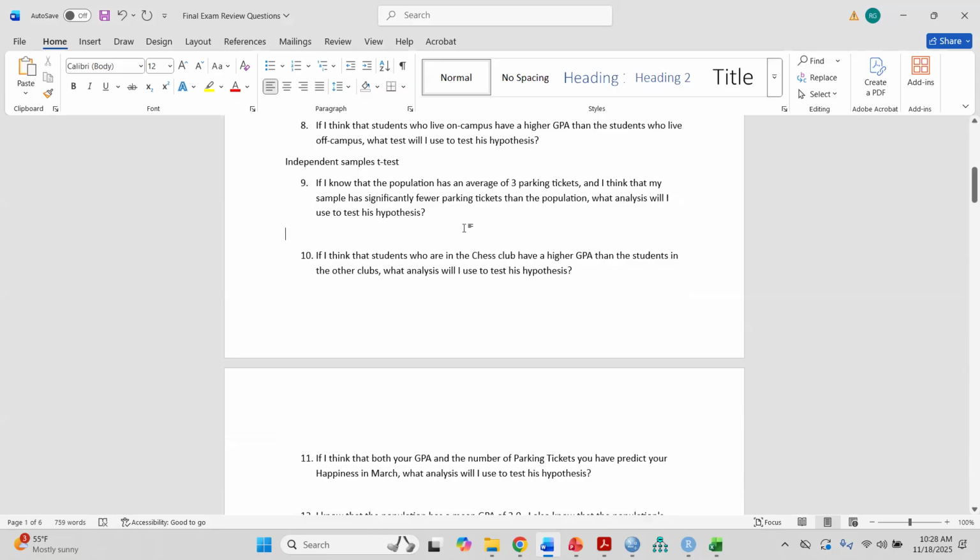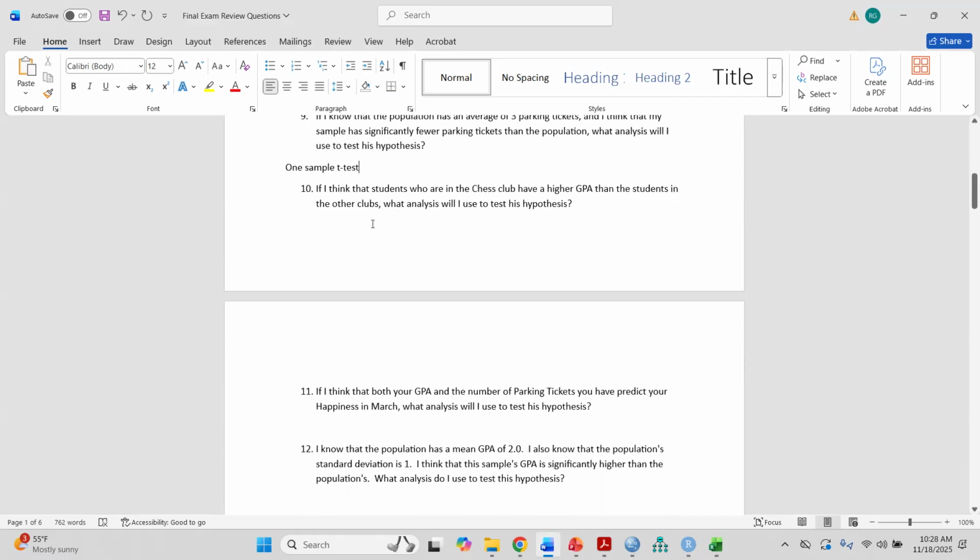If I know the population has an average of 3 parking tickets, and I think that my sample has significantly fewer parking tickets than the population, what analysis will I use to test this hypothesis? So we're comparing a sample's parking tickets to a population's parking tickets. We're given the population mean, but not the population standard deviation. So that's going to be a one sample or a single sample t-test. If you were given the population standard deviation for parking tickets, then of course it'd be a one sample z-test.